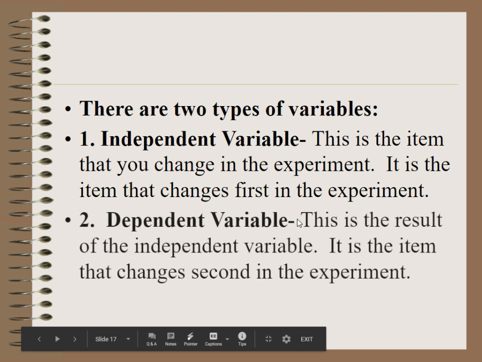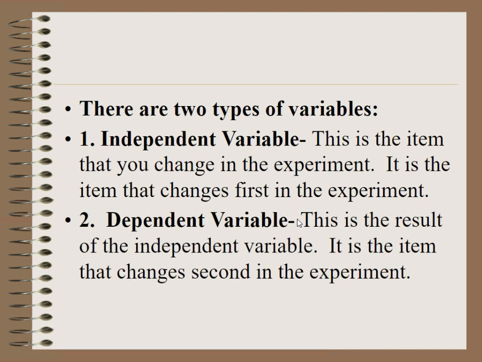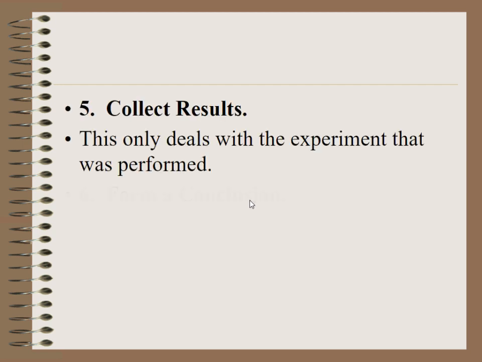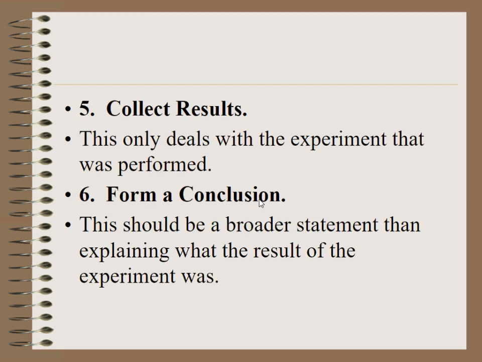The independent variable is something that you are changing throughout the experiment, and the dependent variable is what is dependent on the independent. See how many times I can say dependent. All right, you collect the results and you form a conclusion based on those results. So you're either saying that your hypothesis is correct, your hypothesis was incorrect, or that something was changing throughout time.